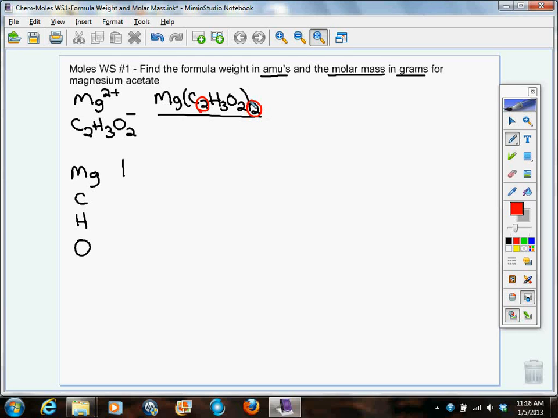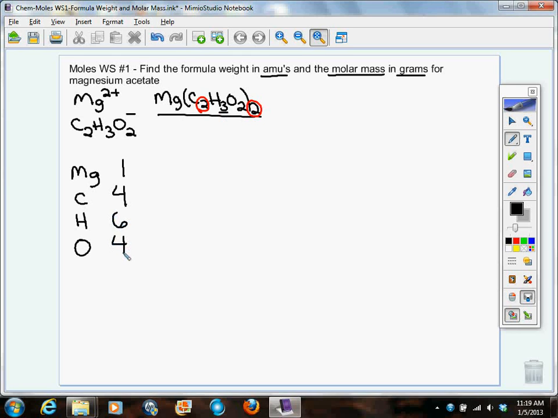So in this case, we have 4 total carbons. If you look at the hydrogens, there's 3 hydrogens in each acetate, but now we have 2 acetates, so we have a total of 6 hydrogens. And the oxygens, done the same way, we have 4.